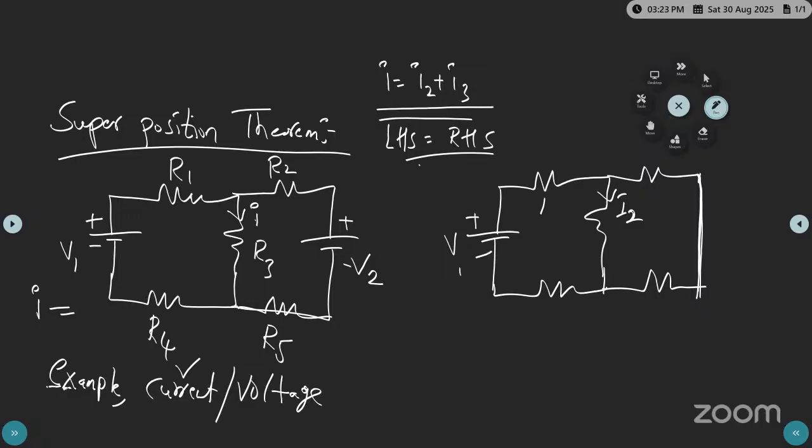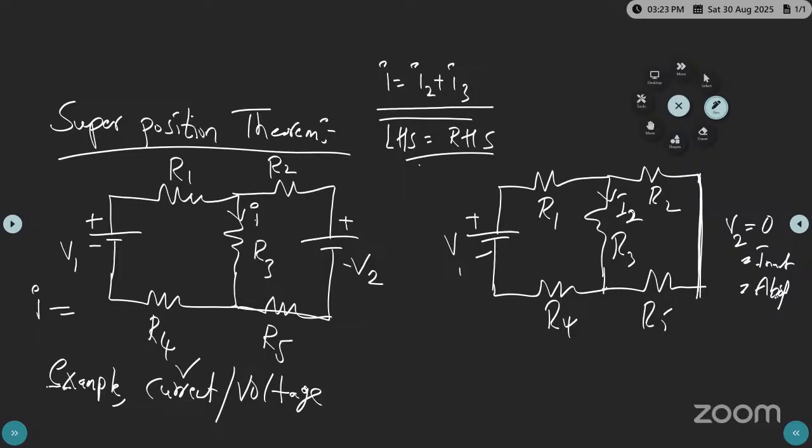Same. We are not changing any element, only the response in the same element. The response in the same element by considering individual source. V1 we have considered. What about V2? Inactive. V2 is inactive here. V2 is 0. V2 is absent. What is the current in R3? That will become I2. That is I2.